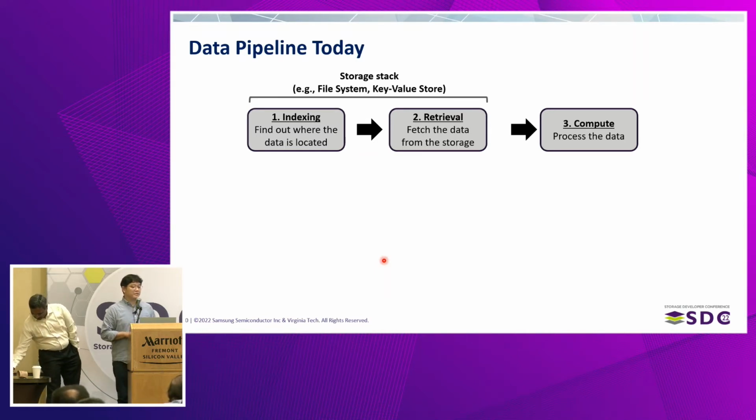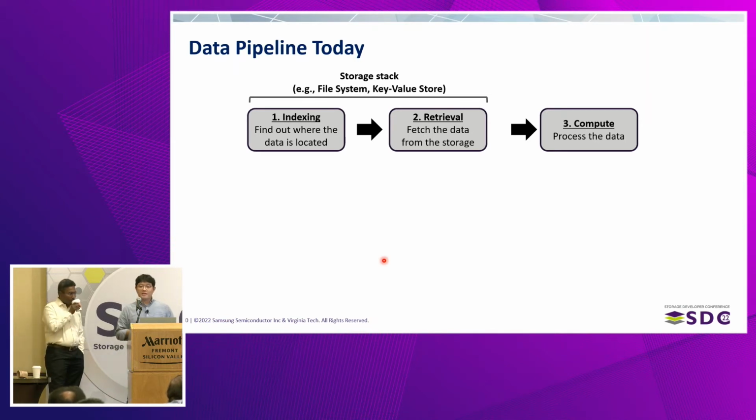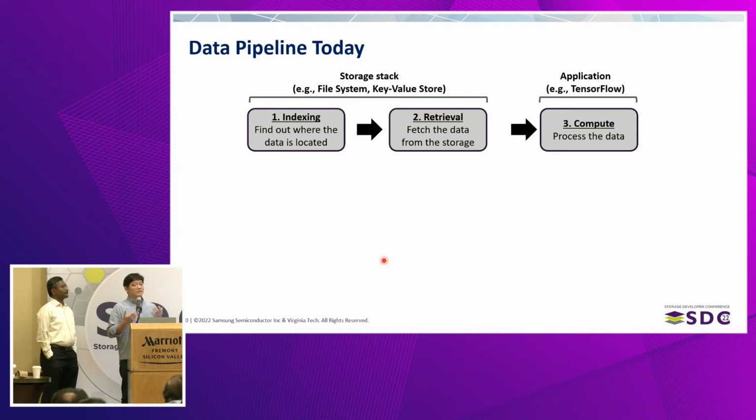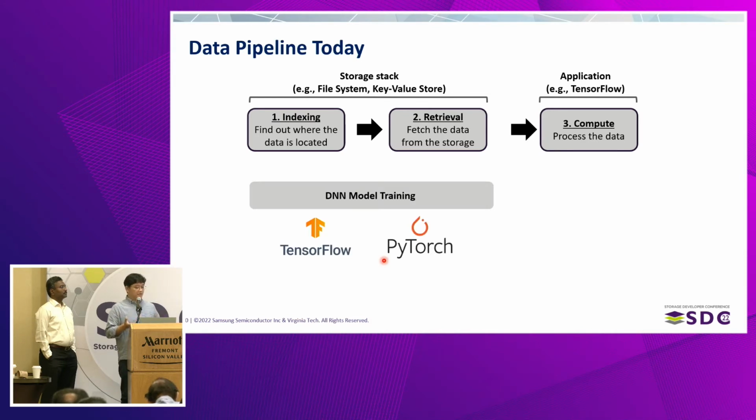So typically the indexing and retrieval step has been done by the storage stack such as the file system or the key value storage engines, right? And then the computation, of course, is a part of the application. For example, TensorFlow will fetch the JPEG image and train the image classification neural network model. For example, TensorFlow or PyTorch, the deep learning training frameworks, will essentially open the file, which is a part of the indexing step to locate where the data is located.